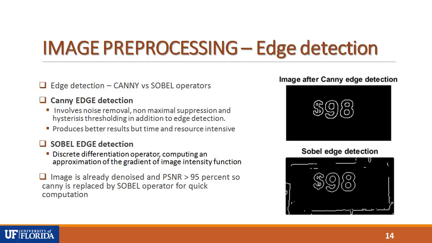Canny edge detection can be replaced by Sobel edge detection in cases where the noise in the image isn't very high, as Sobel edge detection is more prone to noise. In this case, image denoising is already done, and the peak signal to noise ratio, which is a measure of how strong the signal is with respect to noise, is higher than 95%. The Sobel edge detection has been used instead of Canny edge detection.